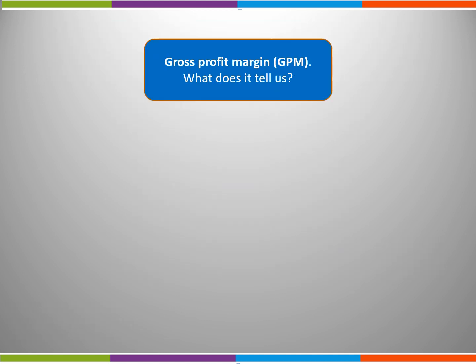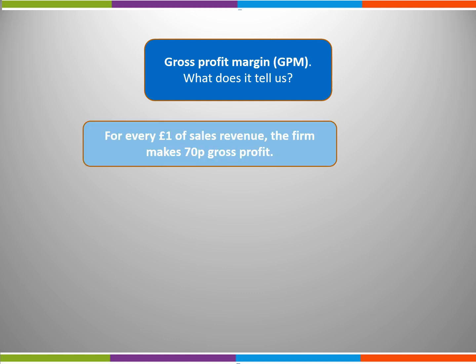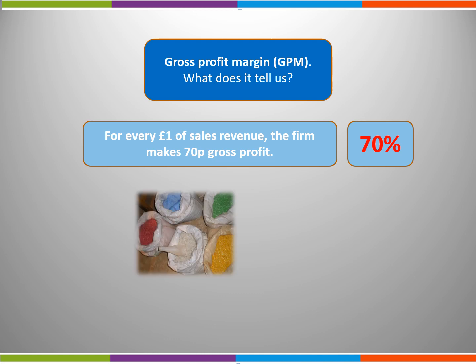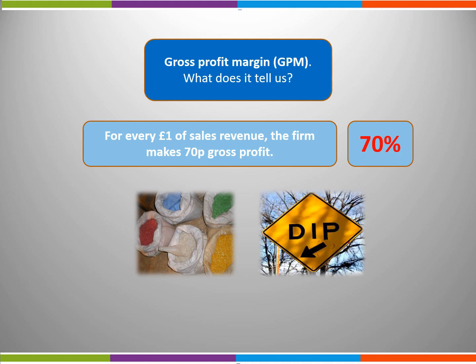So what does this figure of 70% tell us? It says that for every £1 of sales revenue, the firm makes 70 pence gross profit. If the gross profit margin is low or falling, this may indicate that the firm is not managing its cost of sales effectively. For example, the cost of raw materials are too high. It may also indicate that the sales of the company are too low.